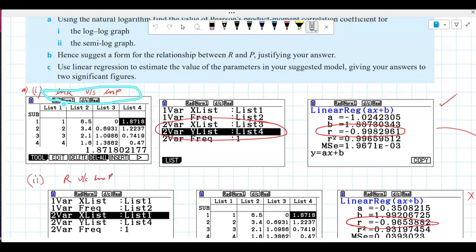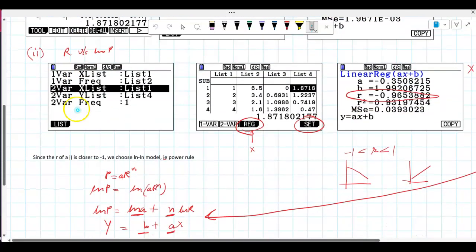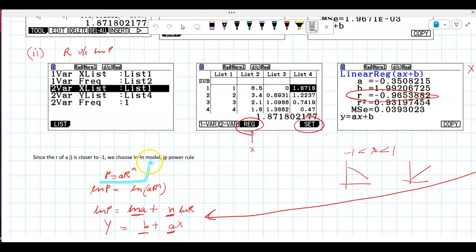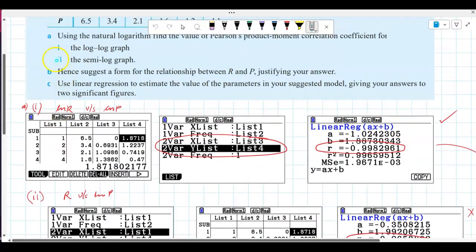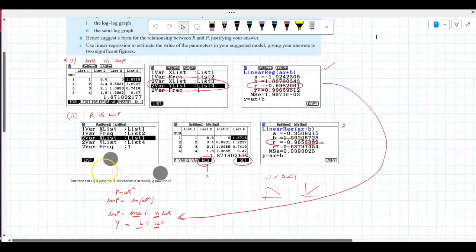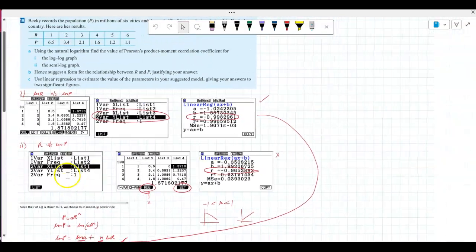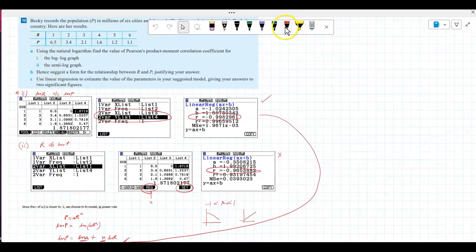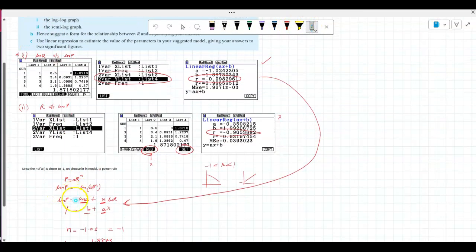Power rule. So P is equal to A R raised to n. Use the variables that they have given. So this is your y, and this is your x. So P is equal to A R raised to n. Correct?